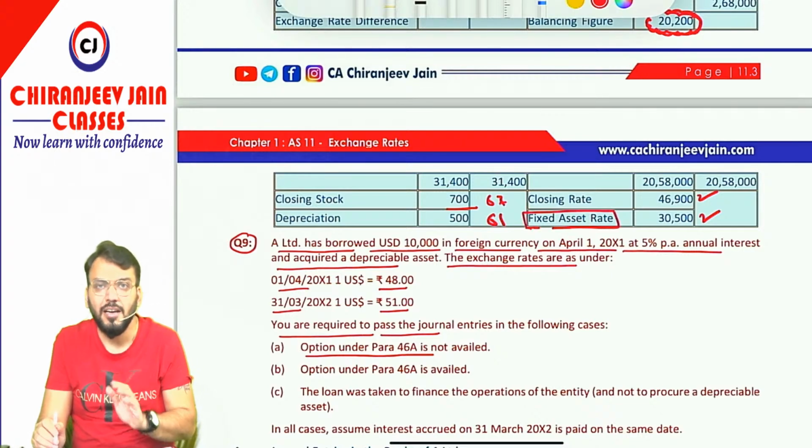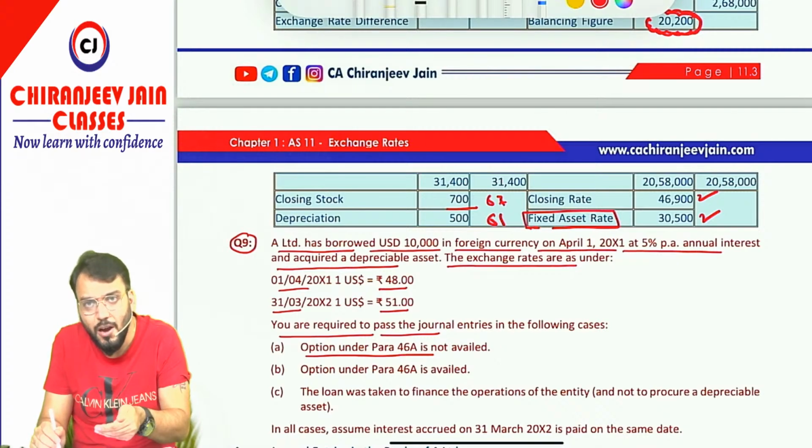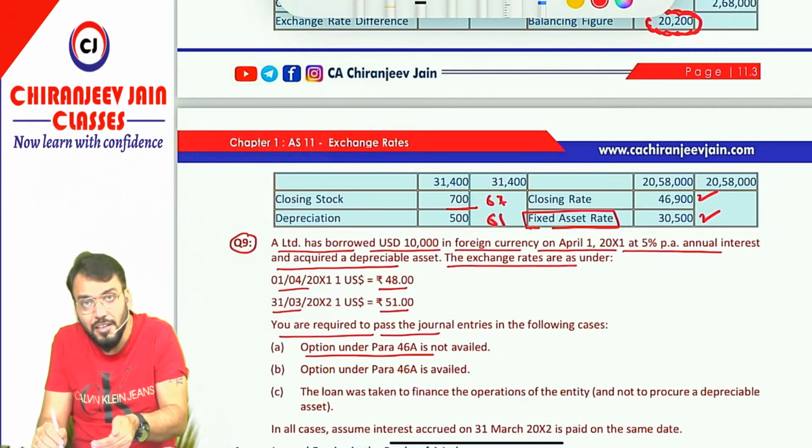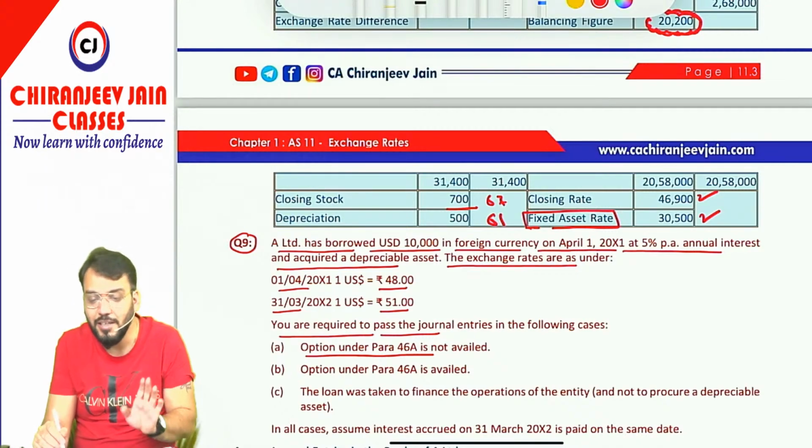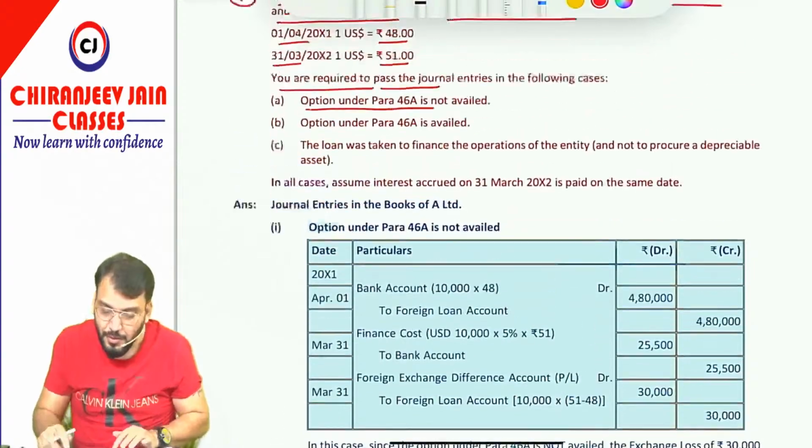Means the rate used for the fixed asset will be used. But any item which is given outside the trial balance will be incorporated outside the trial balance only, that you don't incorporate in the trial balance. Yes sir, this also you have understood.